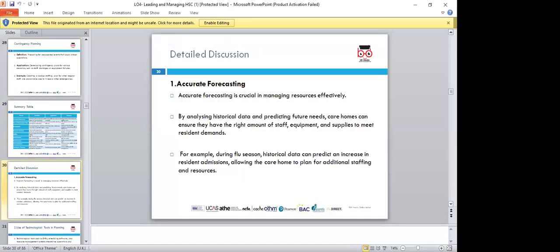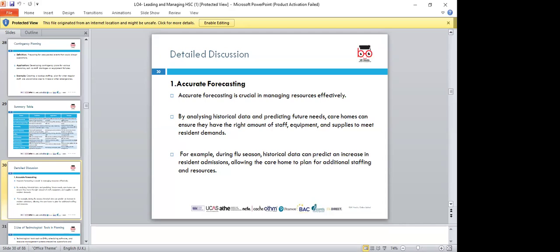Now we can also look into accurate forecasting. We didn't mention that. Accurate forecasting becomes a crucial thing in the management of resources effectively. By analyzing historical data and predicting future needs, care homes can ensure they have the right amount of staff, equipment, and supplies to meet resident demands. For example, during flu season, historical data can predict an increase in resident admissions, allowing the care home to plan for additional staffing and resources.